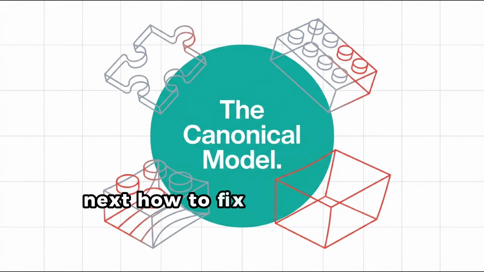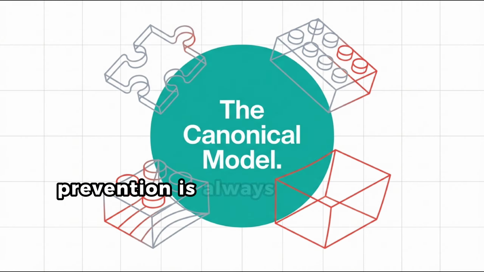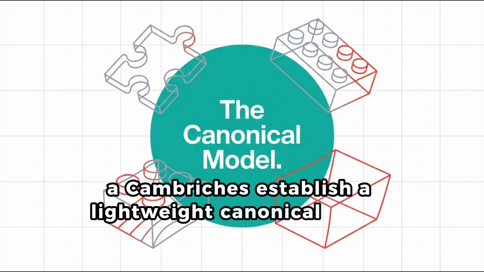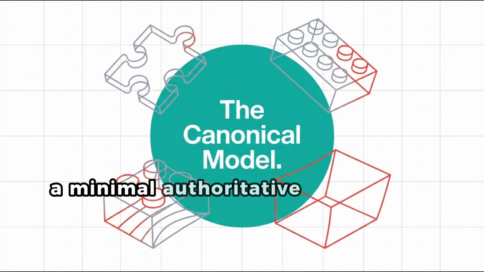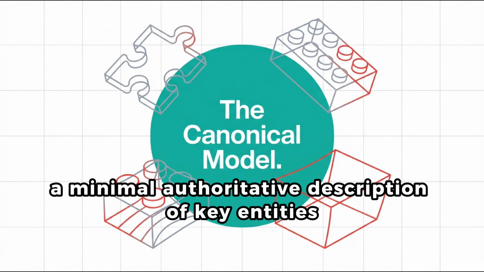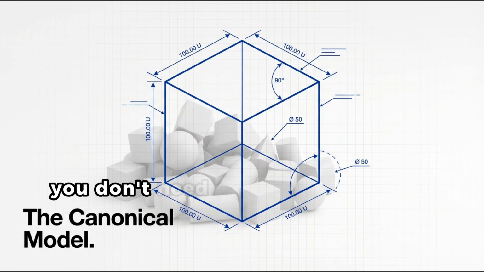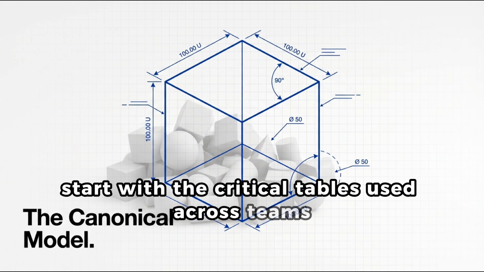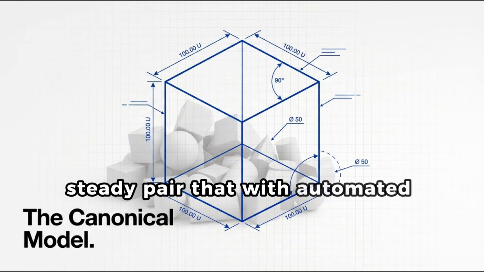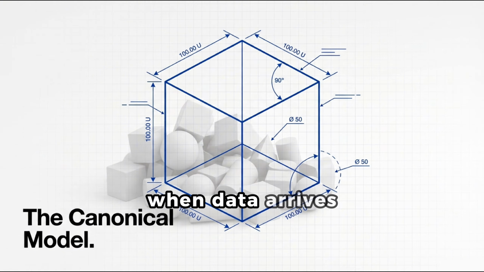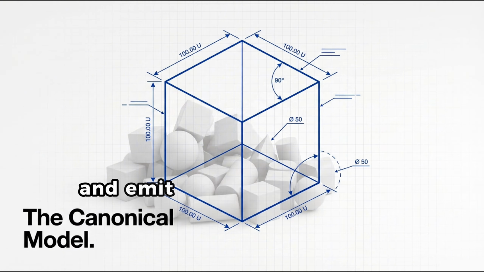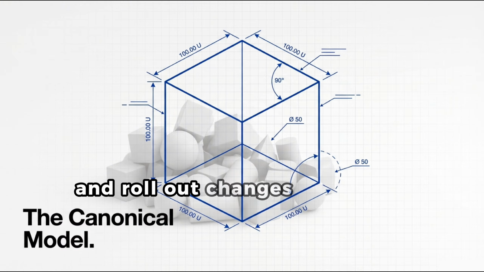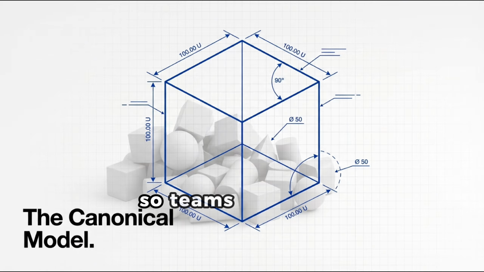Next, how to fix and prevent it. Prevention is always cheaper than cure. Establish a lightweight canonical model, a minimal, authoritative description of key entities and their essential fields. You don't need a massive enterprise ontology. Start with the critical tables used across teams. Pair that with automated validation. When data arrives, run schema checks and emit meaningful errors or warnings. Version your schema and roll out changes through a governed process so teams can adapt.